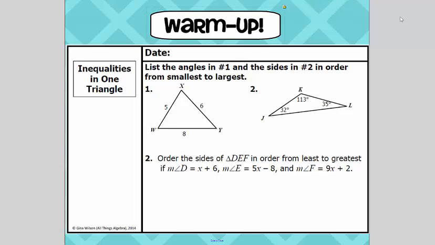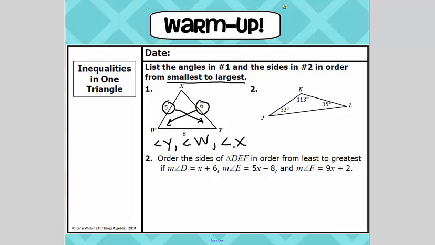Let's go through your warm-up together. Here they want the angles and the sides from smallest to largest. So in the first one, I'm going to look for the smallest side, and I'll look across from it. That's angle Y. Then I look for the next smallest side. I go across from that, angle W, and the last angle is angle X.